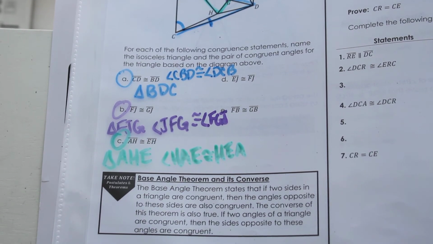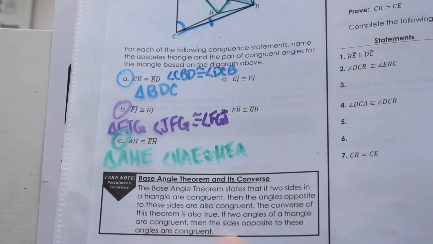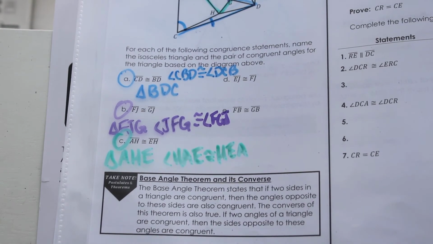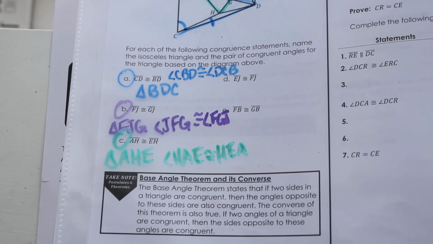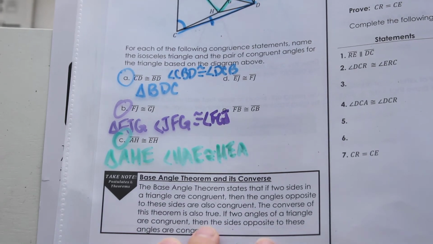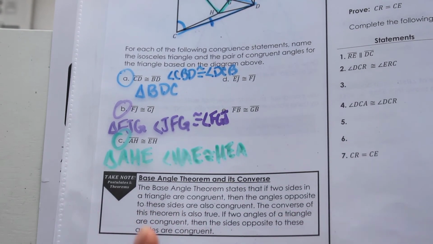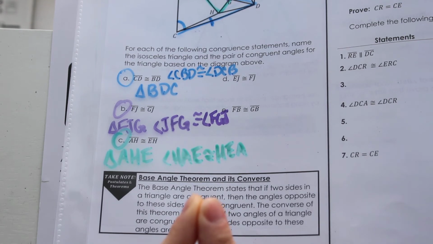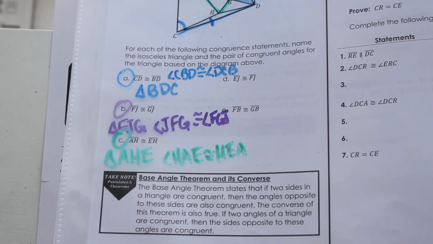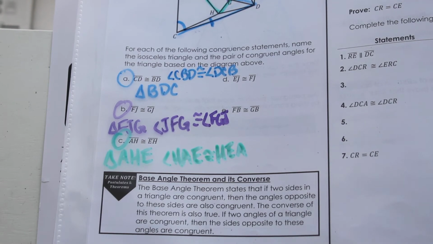Okay? The converse of this statement is also true. Remember, our converse is just where we switch the order. So the converse of this statement would be that if two angles of a triangle are congruent, then the sides opposite to these angles are also congruent. So basically this base angle theorem is saying that if we have two sides that are congruent, then those two base angles would also be congruent. Or vice versa, if we had those two base angles, then the two sides are going to be congruent.